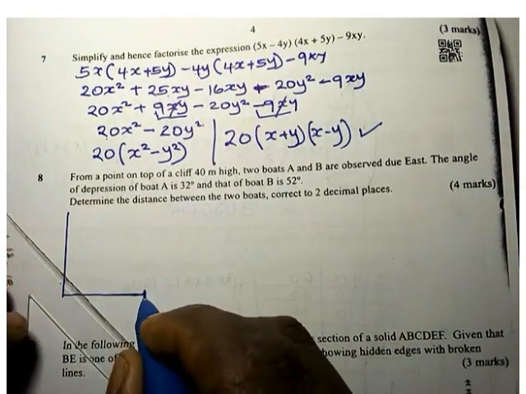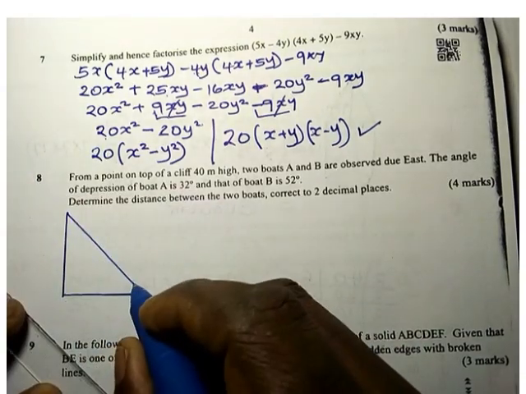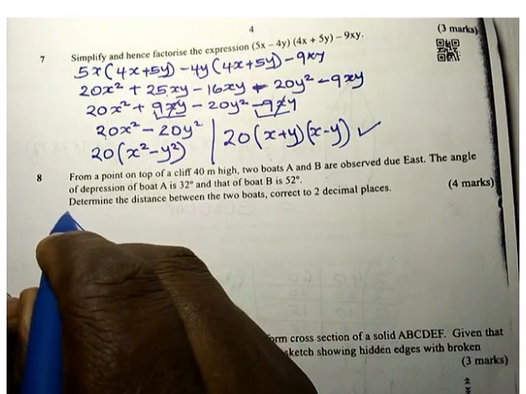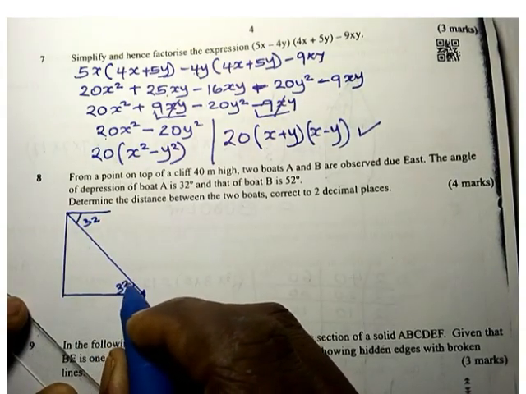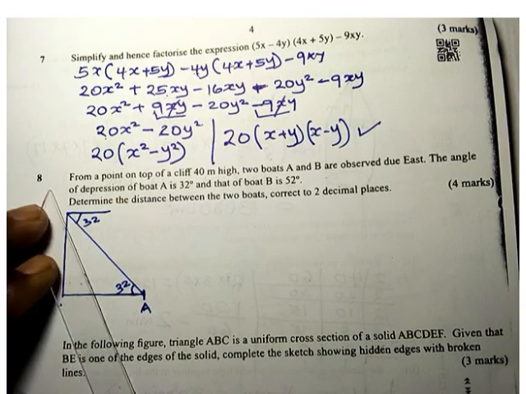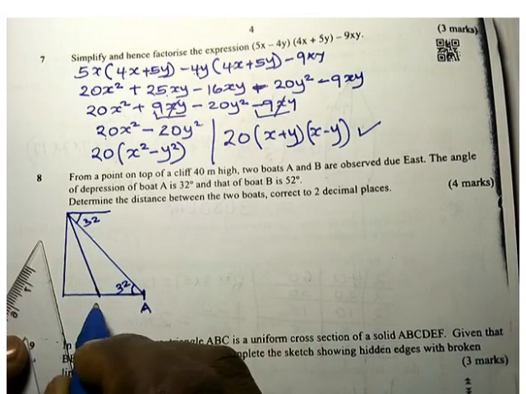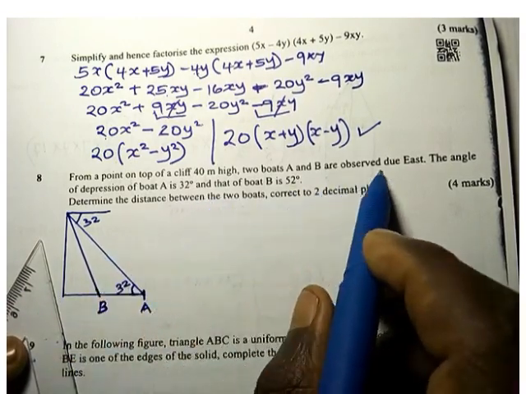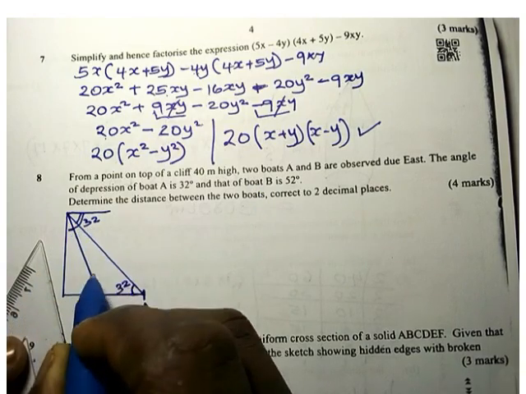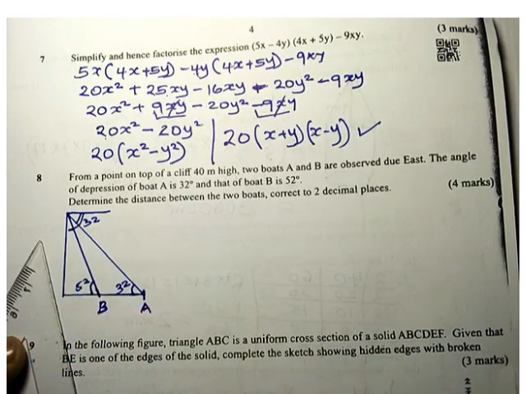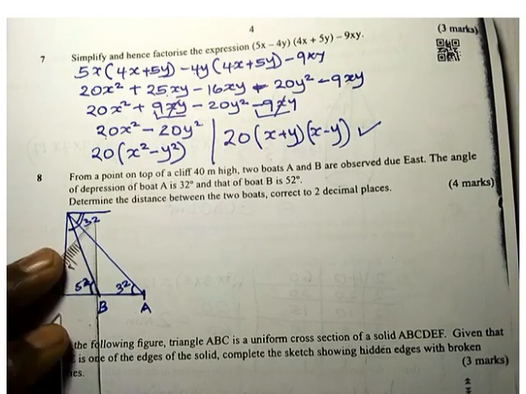So here we will have our boat A. If the angle of depression here up to here is 32, then the angle of elevation also is 32, because the angle of elevation is equal to the angle of depression. And then we have another boat from the top to a point P here, which is adjacent to A. The angle of depression of that angle is 52. So if from here up to here is 52, then from here up to here is also 52, because the angle of depression is equal to the angle of elevation. You should know that.